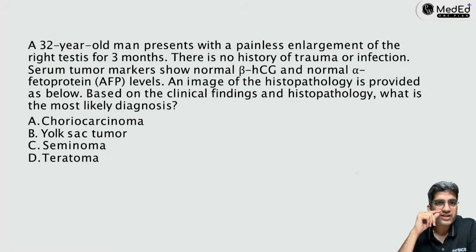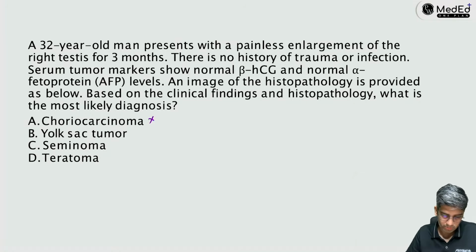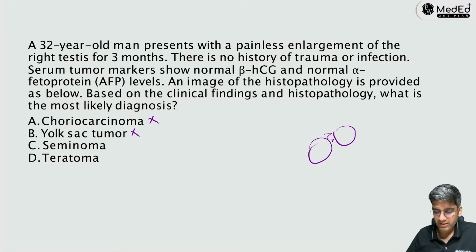"32-year-old painless enlargement of right testis." That itself is enough for me. Beta HCG shows normal. Alpha fetoprotein normal, which means not possible. Okay. Microscopy actually showed a nesting pattern of tumor cells with a septa with lymphocytes. That was a microscopic image given. So my diagnosis, classical seminoma, right?